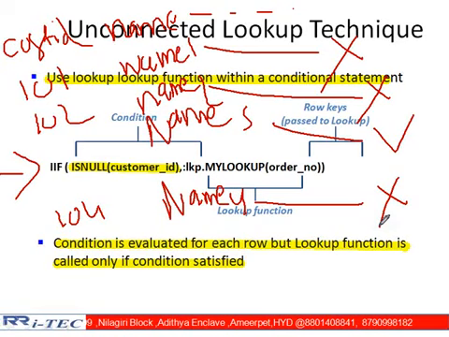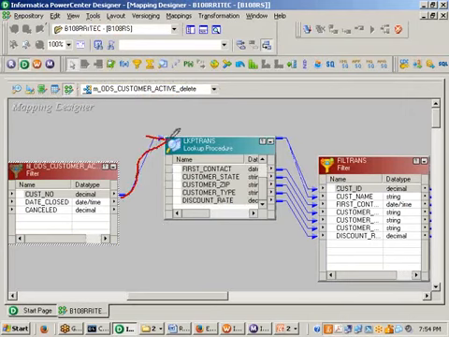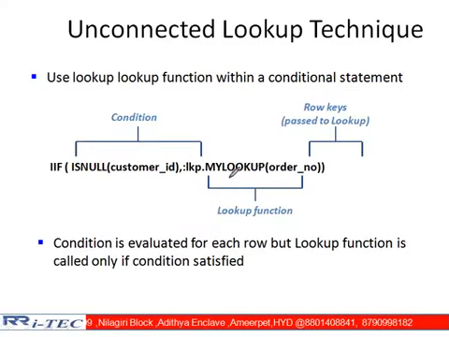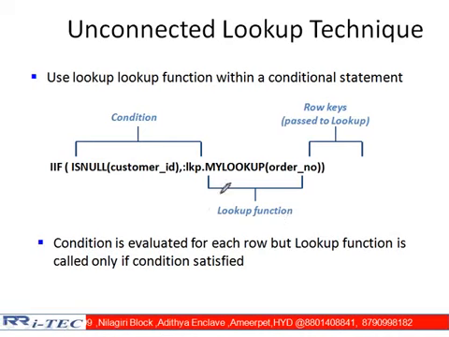This is the unconnected lookup. If I use a connected lookup for the same scenario, what will happen? Whatever you give as input, each and every record passes through it. 101 will pass, 102 will pass, null will pass, 104 also will pass. That means four times it passes through the lookup, whereas here it passes only one time. So if it takes 4 seconds, it will take only 1 second. That's how performance improves if I use an unconnected lookup.